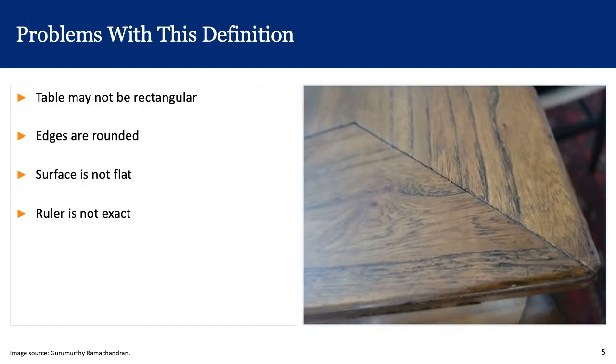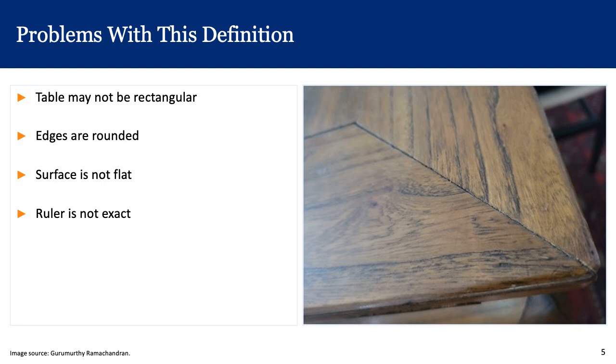There are a number of issues with this definition of measurement. The first one is that the table is not necessarily rectangular. It sort of looks rectangular, but the edges are rounded. And so it's an imperfect rectangle at best. The second thing is, unlike a rectangle, this surface is not flat. And you can see in this right-hand side image of the corner of a table, both the rounded edge and also the different parts of the table coming together.